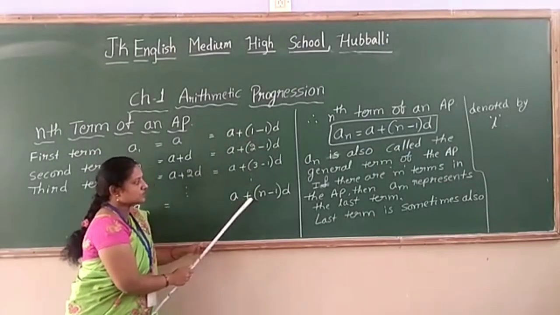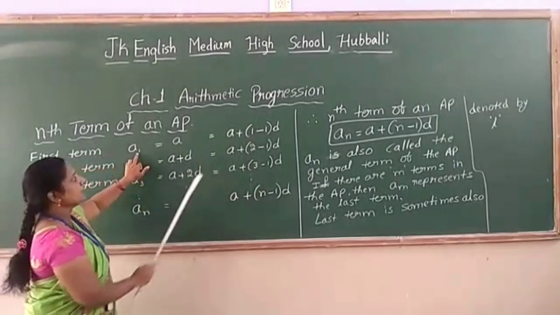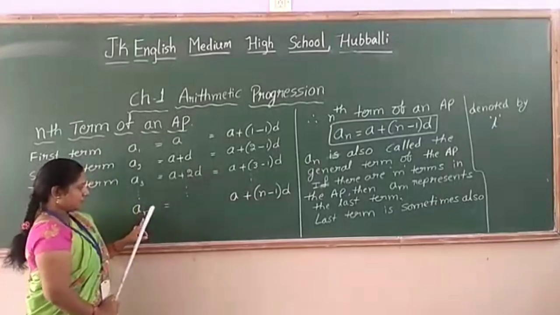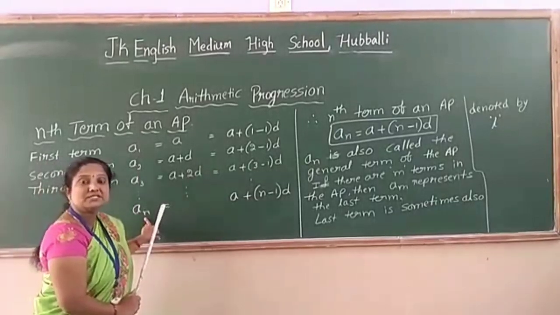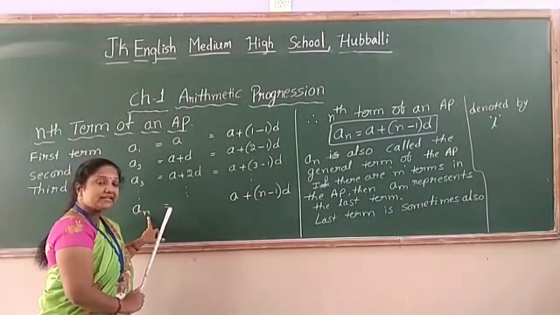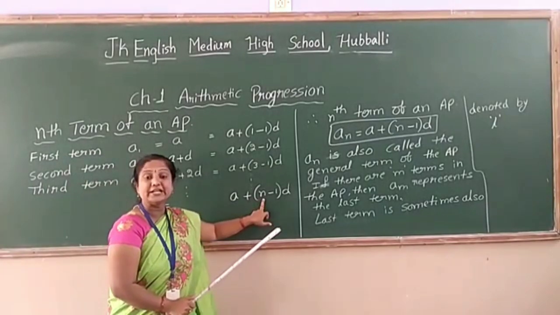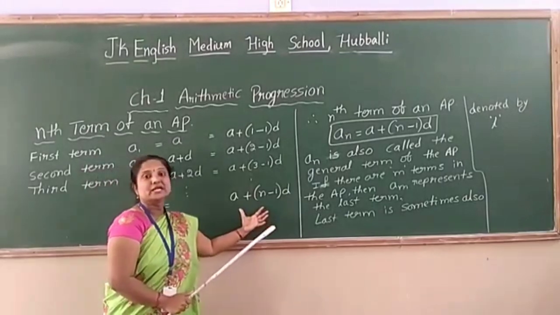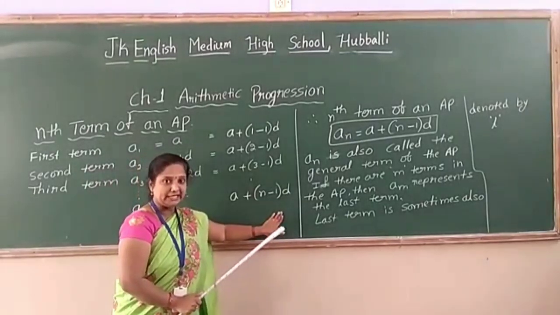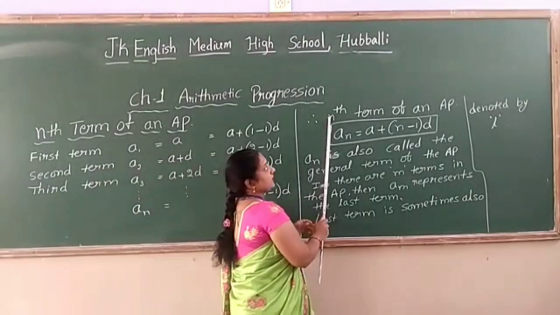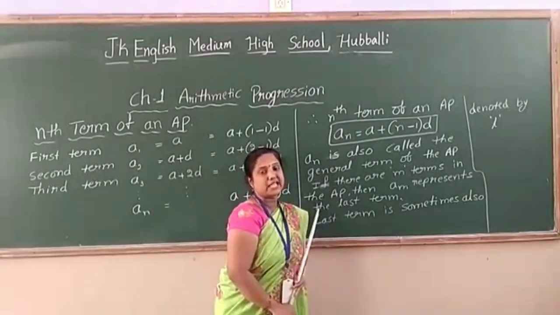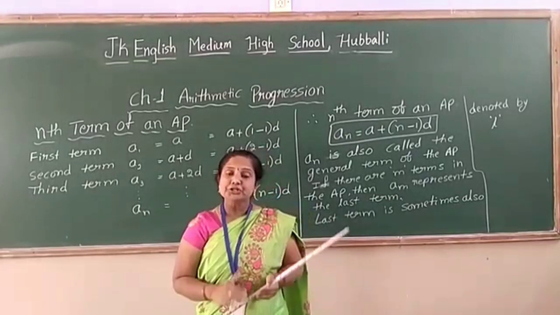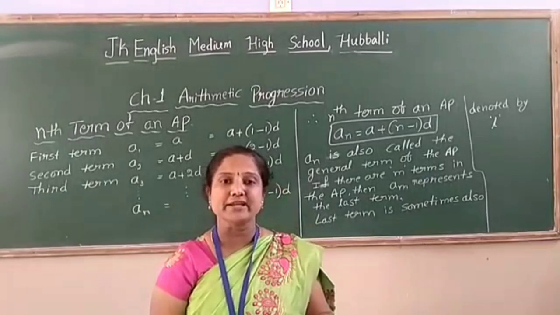If I continue this way, you observe here terms 1, 1, 2, 3. So we don't know how many terms there are in the AP. If n terms are there in the AP, then generally we can say n. So the nth term of the AP becomes a plus (n minus 1) into d. Therefore, the nth term formula of an AP is an is equal to a plus (n minus 1) into d.